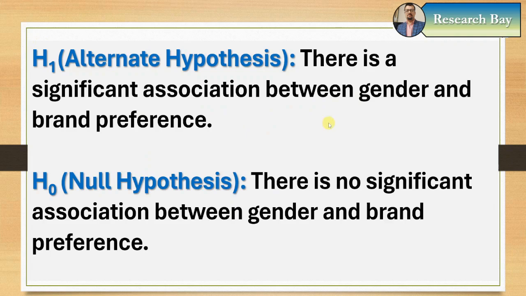Before we go into SPSS, let us first understand the hypotheses framed for this study. The alternate hypothesis states that there is a significant association between gender and brand preference. The null hypothesis states that there is no significant association between gender and brand preference. Now we can go to SPSS and quickly find out how to do this and how to interpret the results.